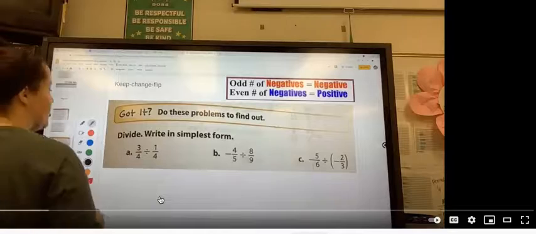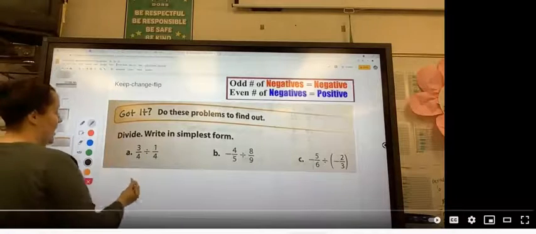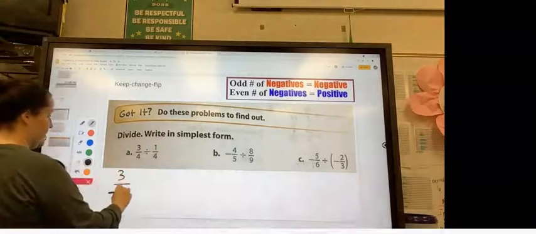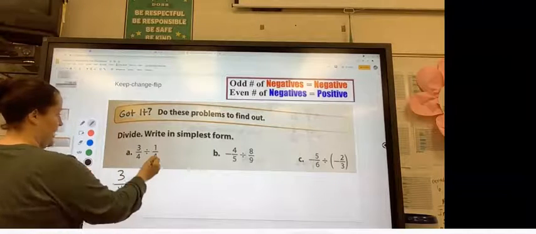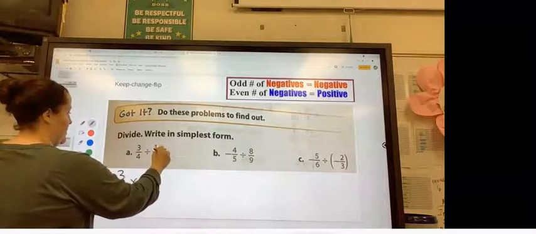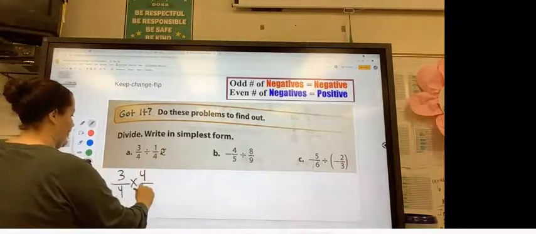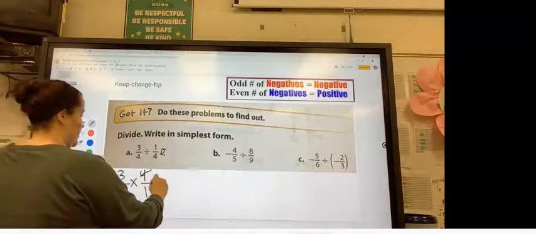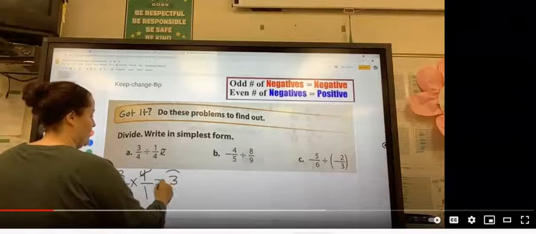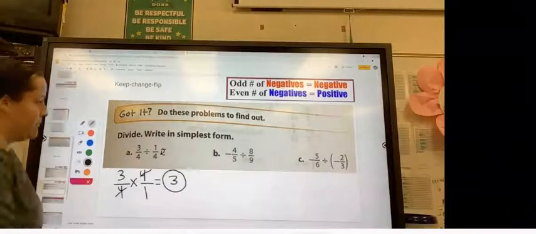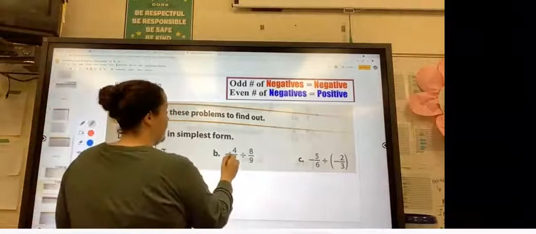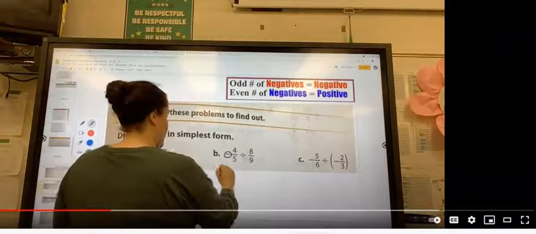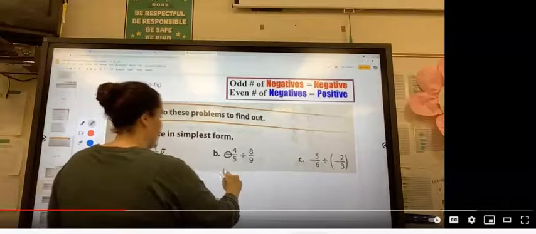Okay, we're going to follow keep, change, flip for these. There's no negatives, so all I'm going to do is keep the first one 3/4, change the sign to multiply, and flip the last one to 4/1. Now easily I can see those cross out, so it ends up being 3/1, which is 3. There's one negative here, so my answer will be negative. So now I can follow keep, change, flip.